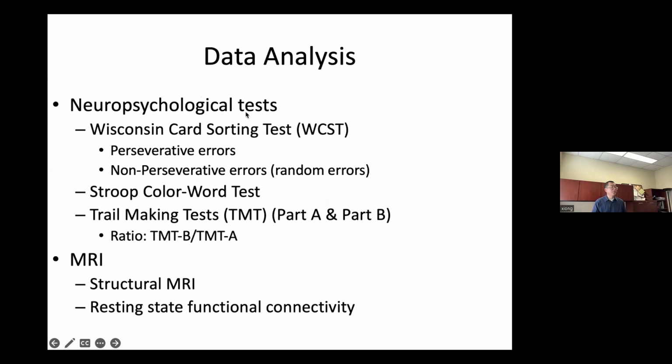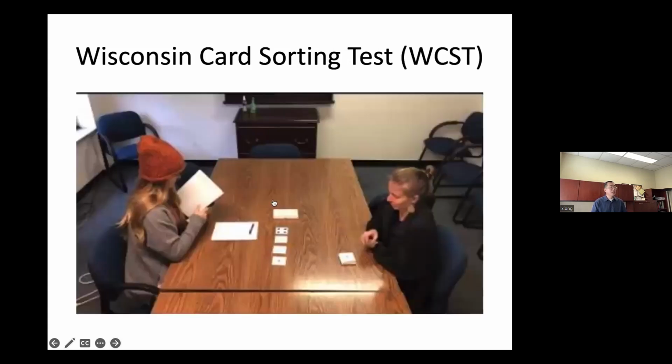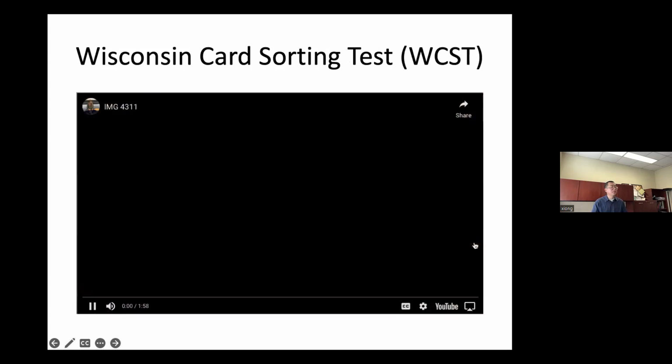For data analysis, we focus on 3 cognitive tests that have been associated with frontal and ACC function. The Wisconsin Card Sorting Test has a really direct link, and is one of the most commonly used instruments to assess executive function. The others are the Stroop test and the Trail Making Test.